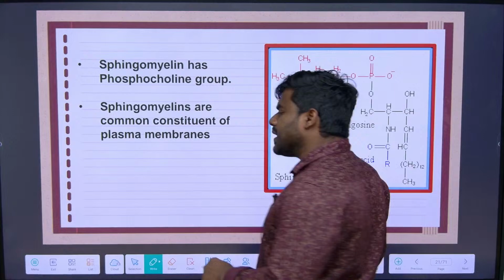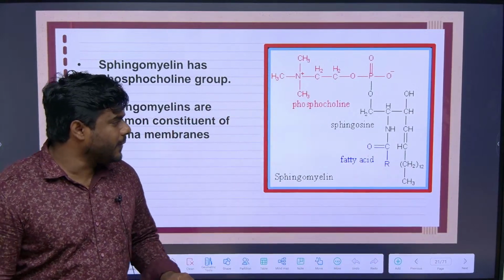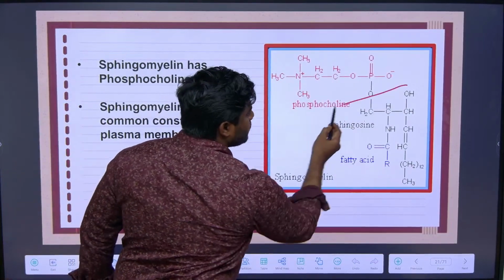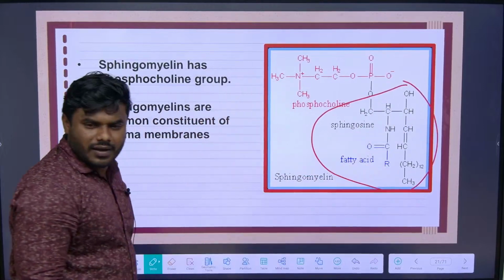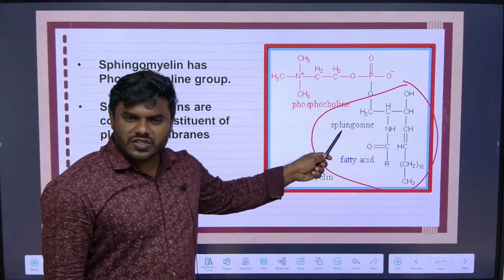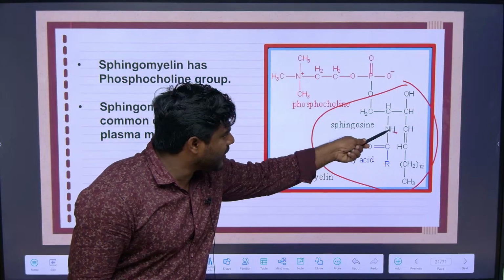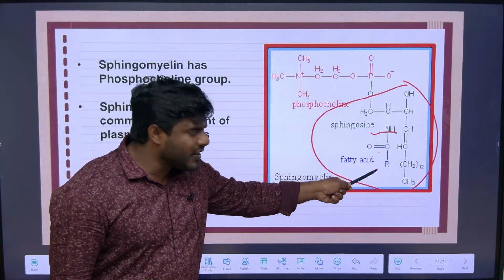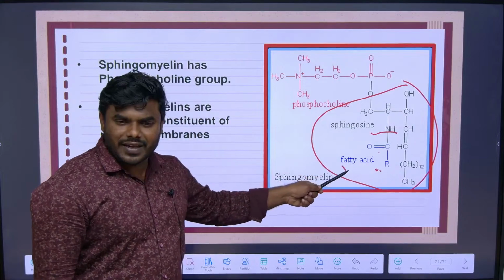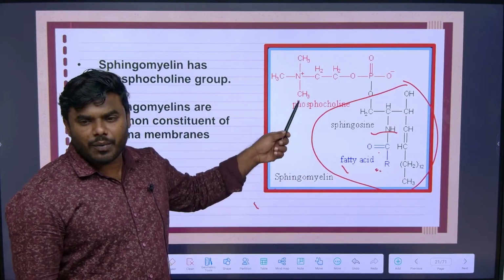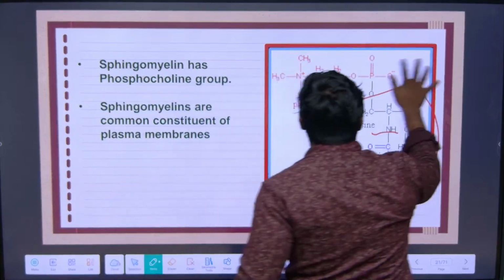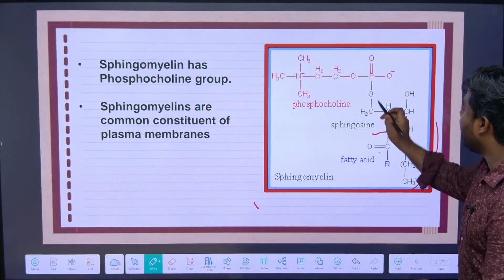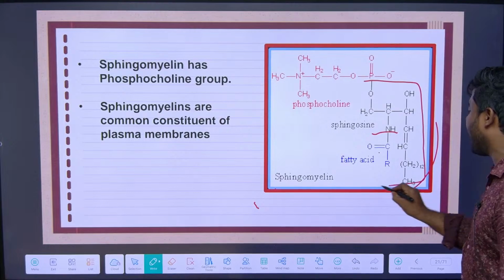Now don't confuse. Everyone focus on this picture correctly. Now tell me what it is. This is ceramide. Correct? Till here it is sphingosine. Correct or not? Now sphingosine forms what bond? An amide bond with the carboxyl group of the fatty acid. We call it ceramide. Now every student observe the picture very correctly. Till here it is completely ceramide.